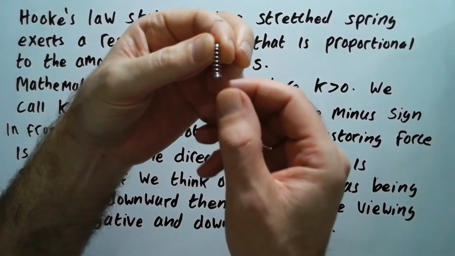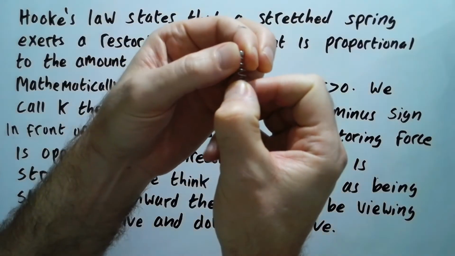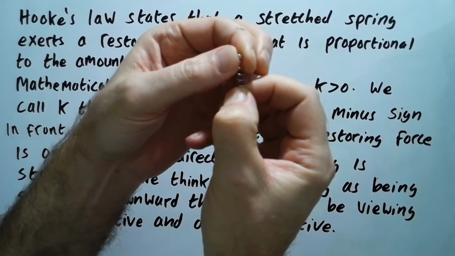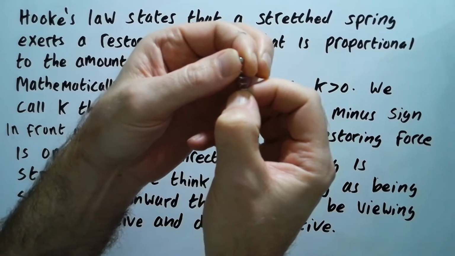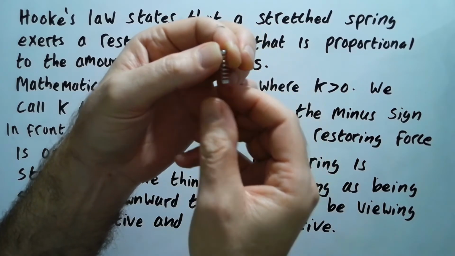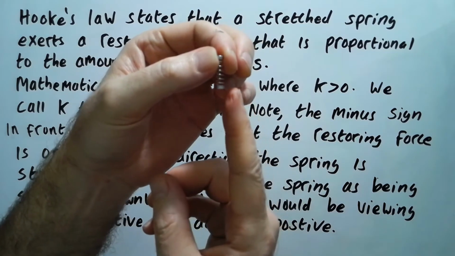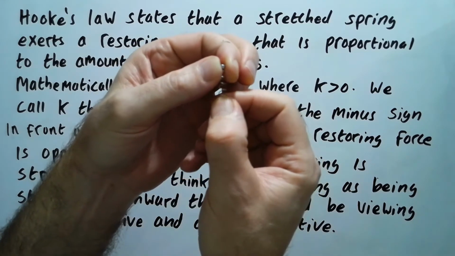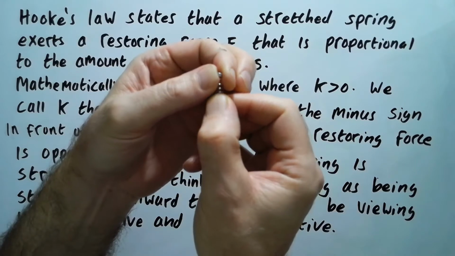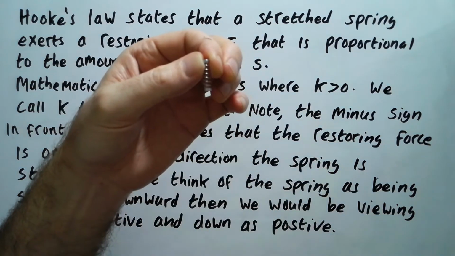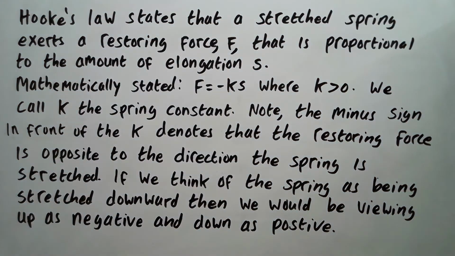I could now take it and stretch it a bit. And the stretch past the equilibrium I'm calling S, say. When I stretch it, it's going to want to go back to the equilibrium position. So it's going to exert a restoring force that's in the opposite direction to where I'm stretching it. So the restoring force will want to bring it back to the equilibrium position. Okay, so let's look at now.